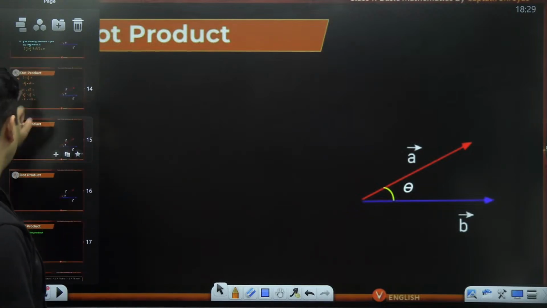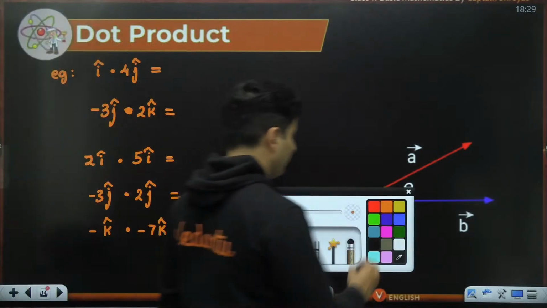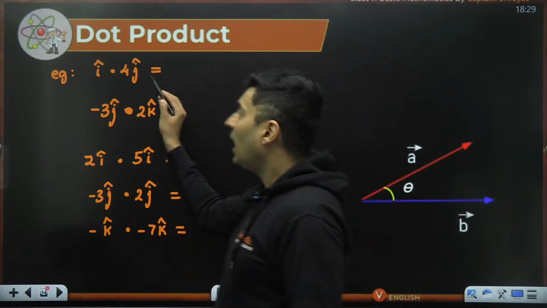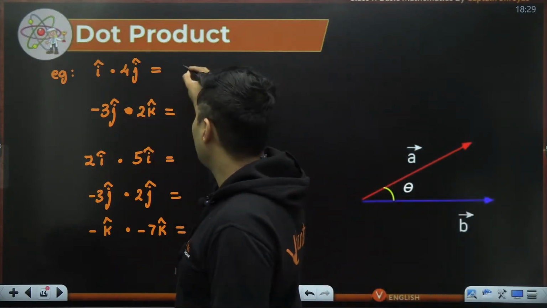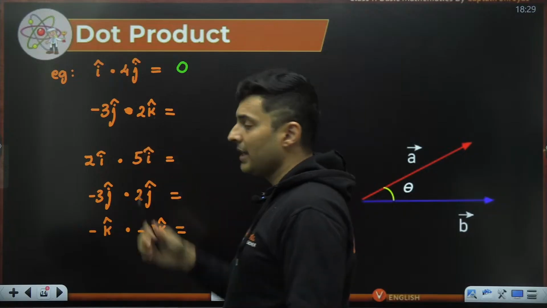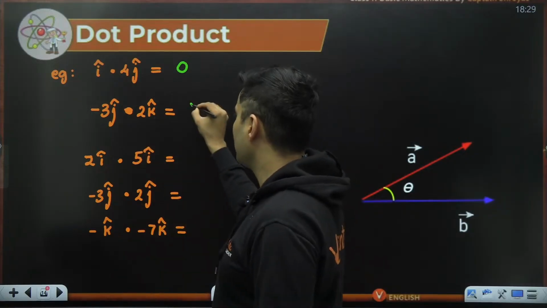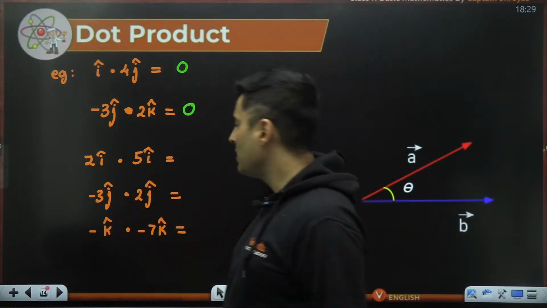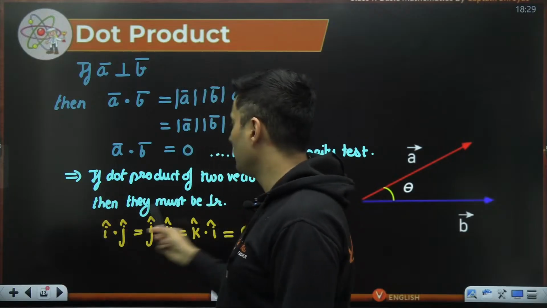Okay. What do you think are the answers for each one of them? Starting off with the first one, I and j are perpendicular. 100% the answer is 0. J and k are perpendicular. Answer is 0. Whenever vectors are perpendicular, the outcome will be 0. That's what I just told you over here.